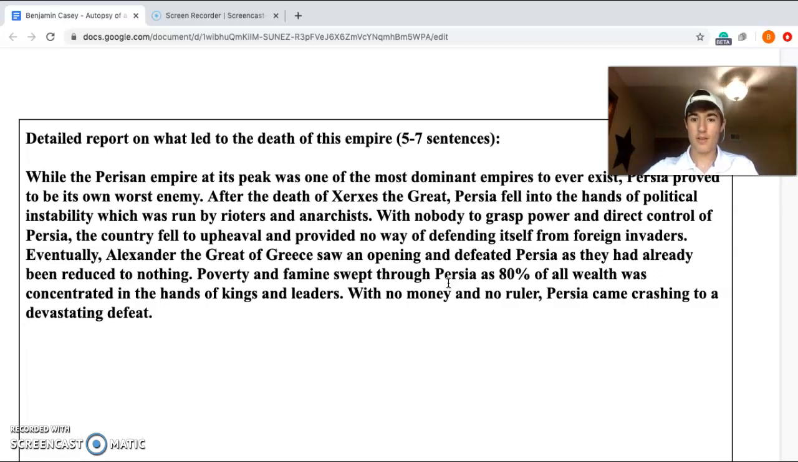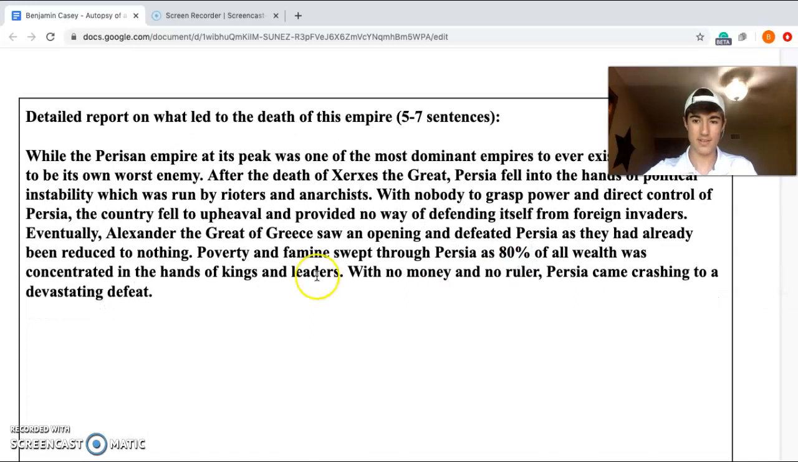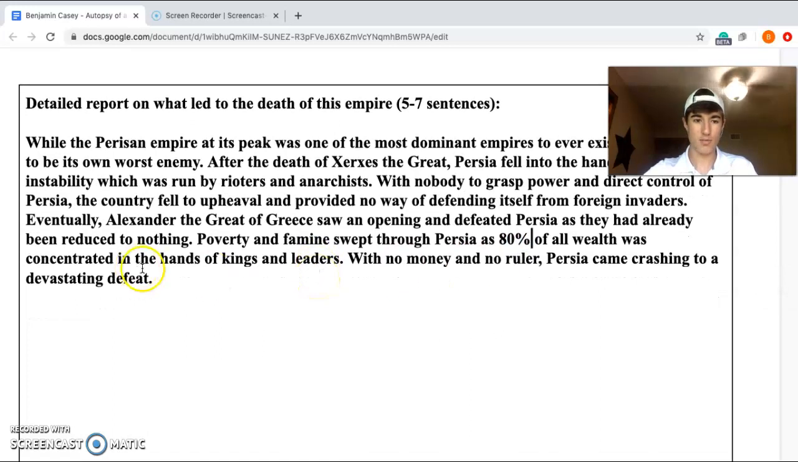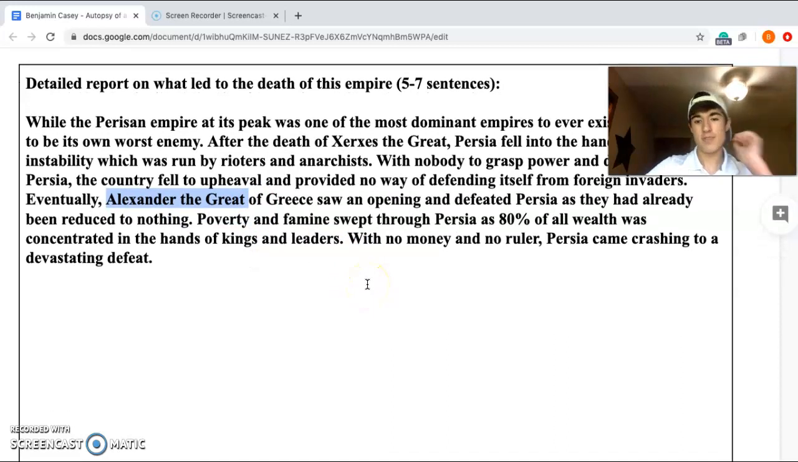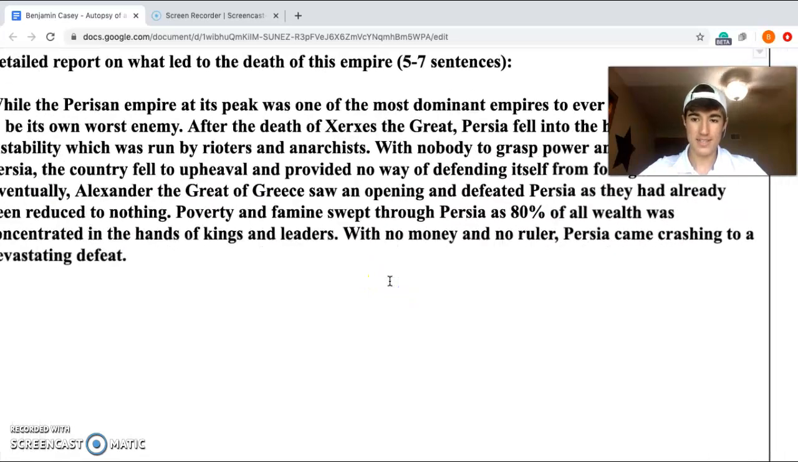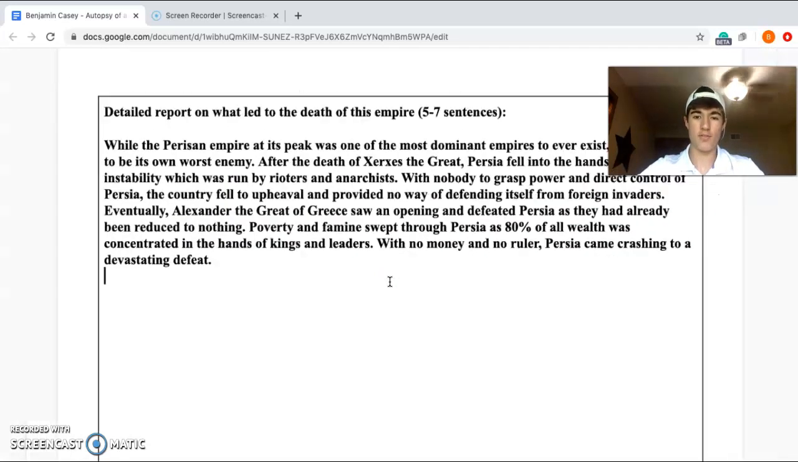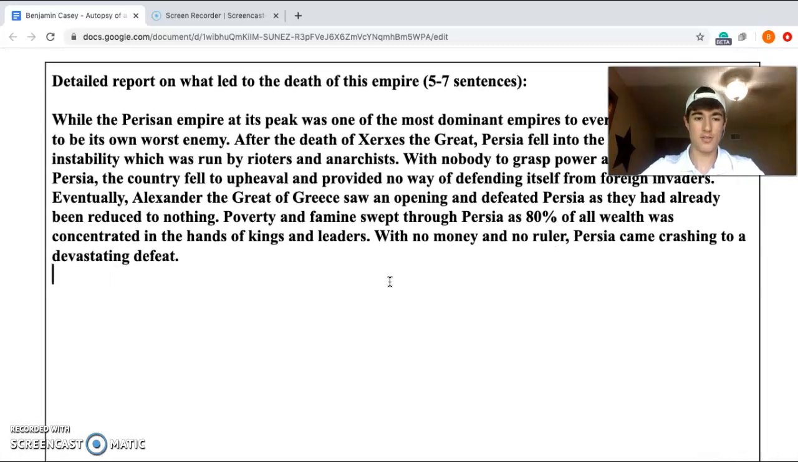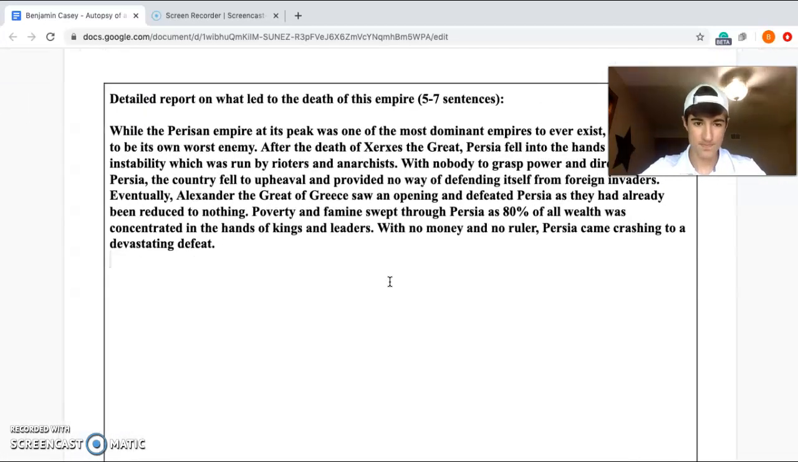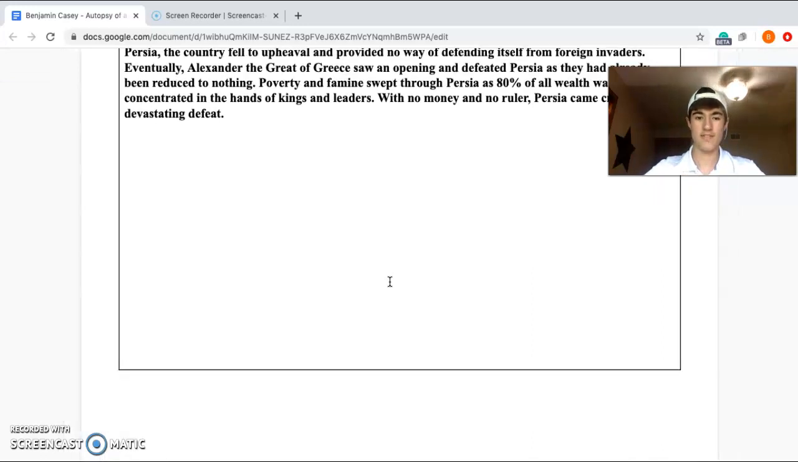Sound familiar? Protesters, rioters. Interesting how these events can dictate what today looks like. Eventually, Greece noticed this. The great Alexander the Great, being the great man that he was, saw Persia in a desperate state and came and invaded them. Persia clearly did not stand a chance, they were on their knees. And when you have a full and powerful Alexander the Great coming at you, there is not much that you can do. So they came to a halting defeat.